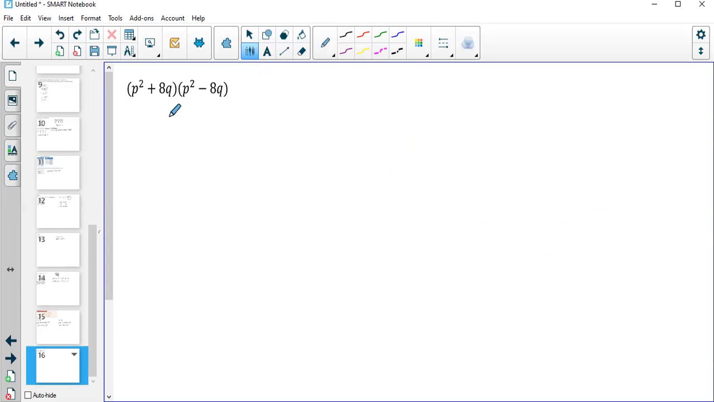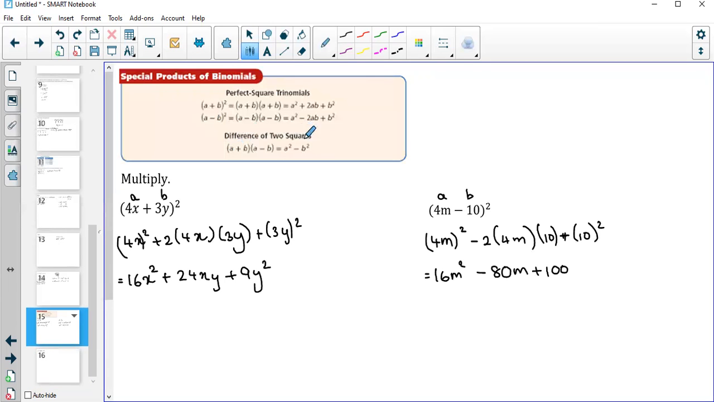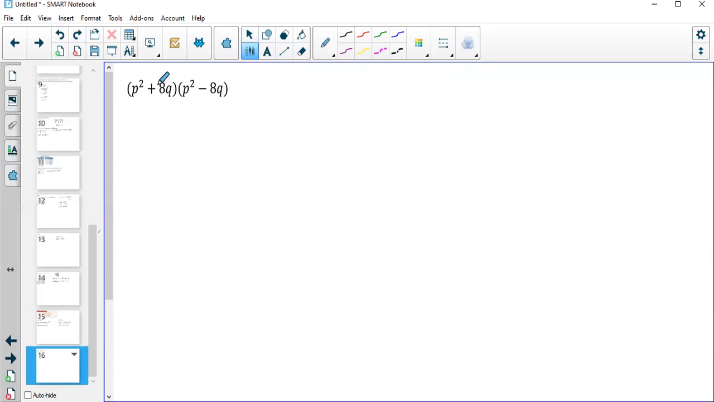Okay, so the next one here, in which form is it now? This is in the form a plus b, a minus b. So we are going to use this formula of a square minus b square. So we just need to write that down, a square minus b square. Which is going to be a? This is going to be a and this is going to be b. So a square means it's already a square, which means a square minus b square, and b is 8q. It's going to be 8q square.